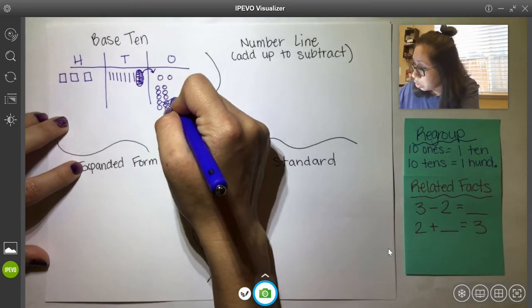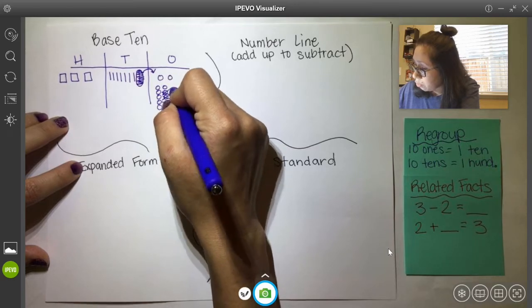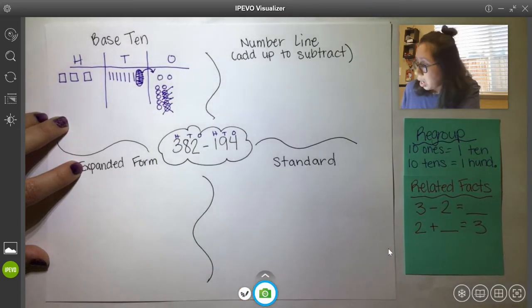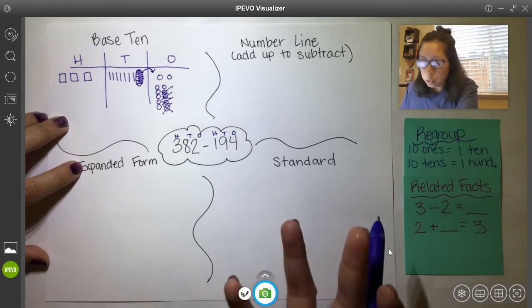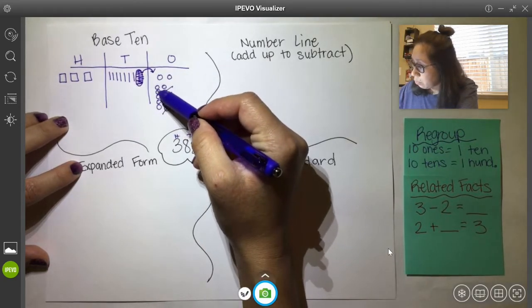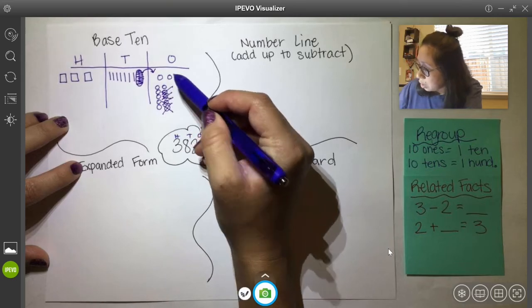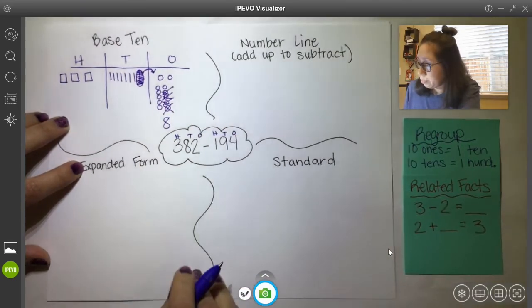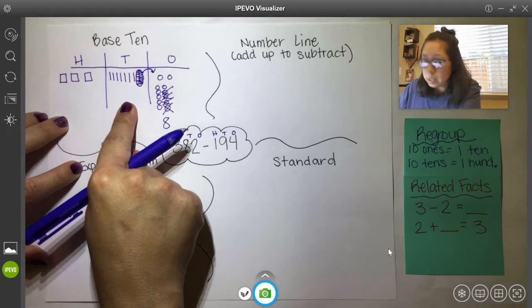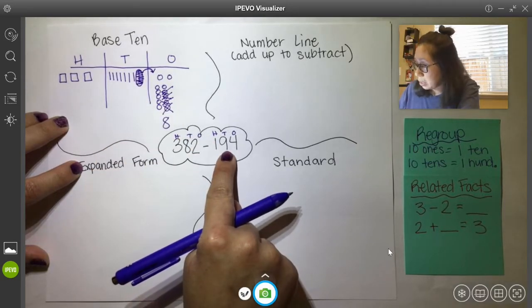1, 2, 3, 4. And then I'm going to count how many ones are left over after subtracting. 1, 2, 3, 4, 5, 6, 7, 8. There are 8 ones left. Next, I'm going to go into the tens place, and I need to subtract 9 tens.